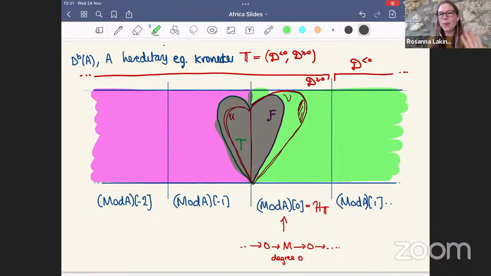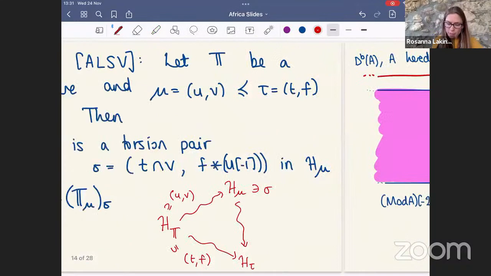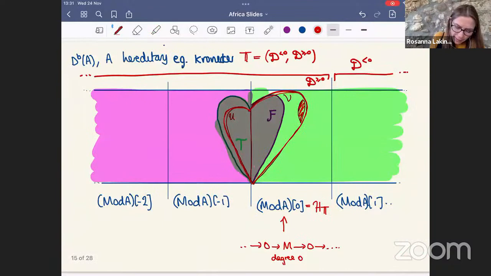Okay. So inside this new heart that is the HRS tilt of UV, we have this class that's the intersection, and this is now a torsion class according to the proposition. So it says that this is a torsion class, and the torsion-free class is the star product of U and F. So it's this part. So what we're saying is that inside this new heart, there is another torsion pair. And the second part says that the torsion pair relates the two T structures by HRS tilting.